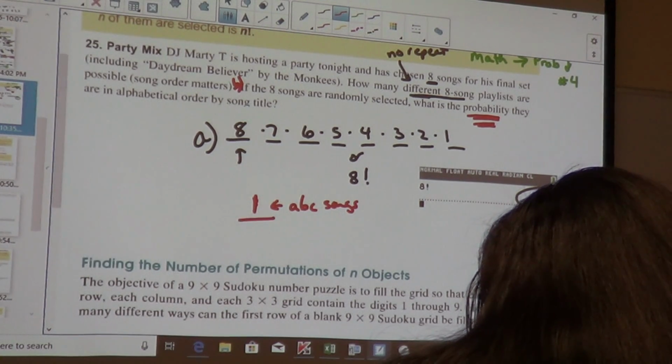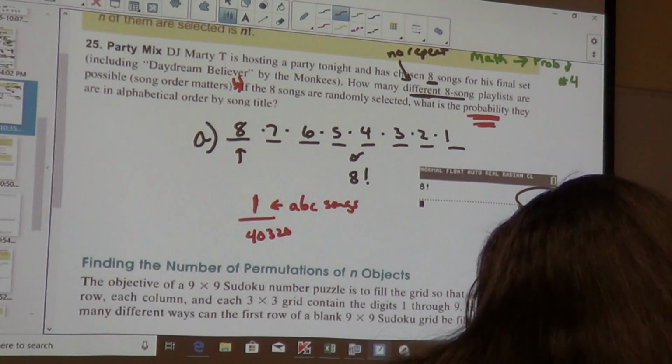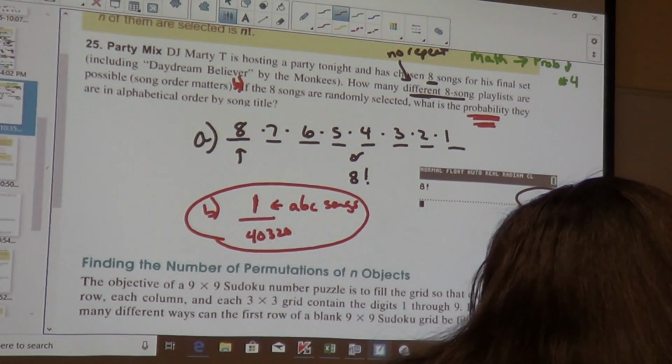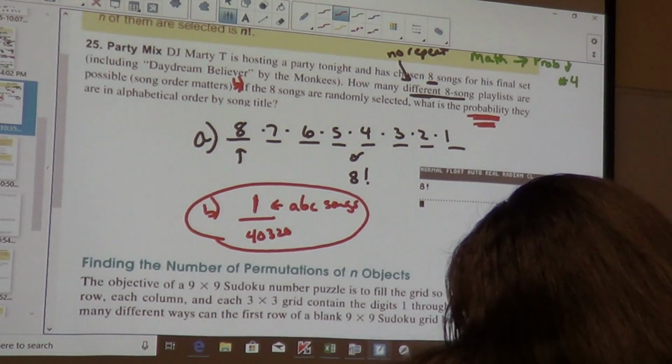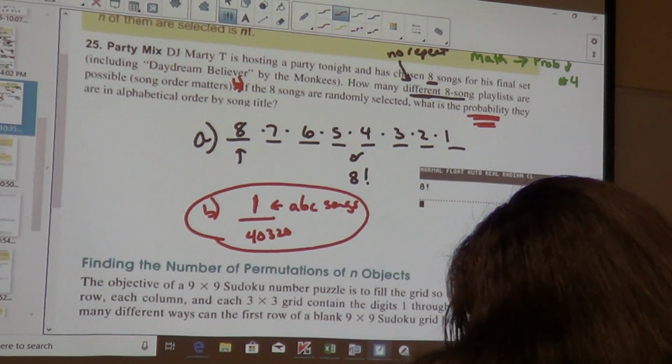And how many total ways are there? 40,320. That's going to be my B answer. Yay?